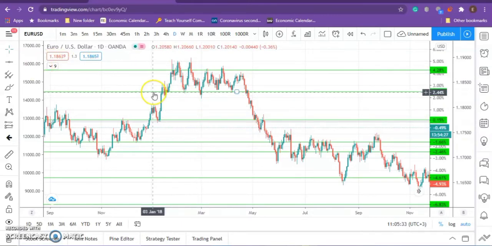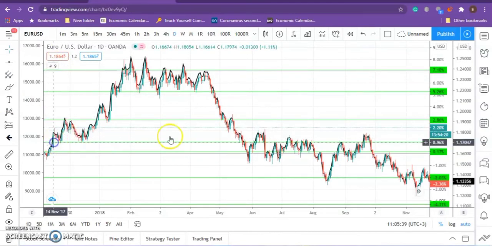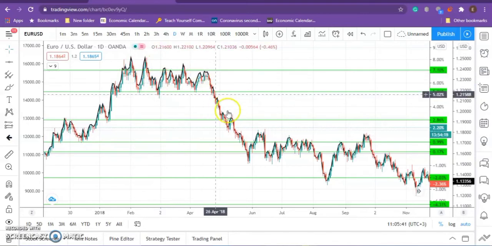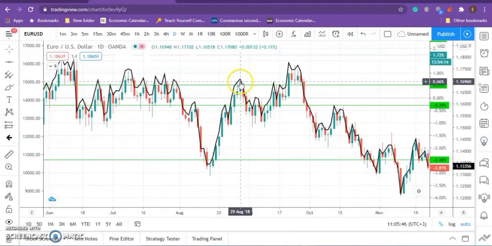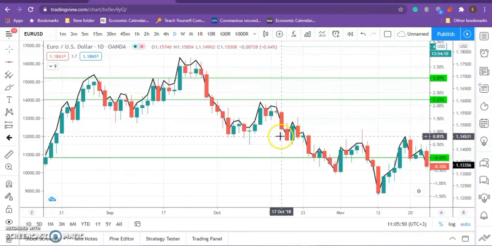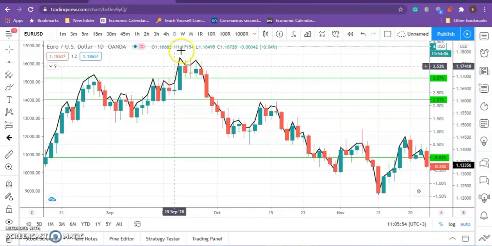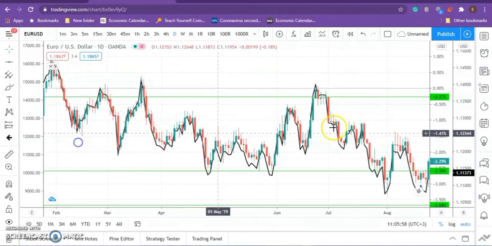Also, something that I forgot, guys. This is also the Euro USD. Both graphs are Euro USD. The black one is Euro USD, and the candlestick graph is also Euro USD. When you combine candlestick and line charts, it helps you to determine the M and W formation. I forgot to tell you that, I just remembered it.